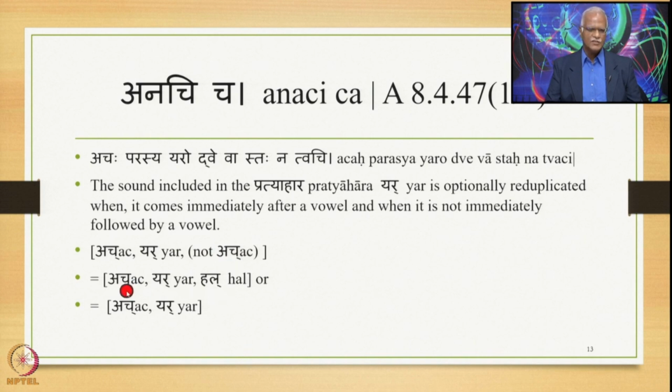So if you have ach followed by yar and followed by hal, which is a non-ach, in this case yar will get reduplicated as a result of the application of 8447. Similarly, if you have a situation like ach followed by yar, that's all, nothing follows. When nothing follows, it means that ach does not follow. So even in this case, this yar can get reduplicated by 8447.